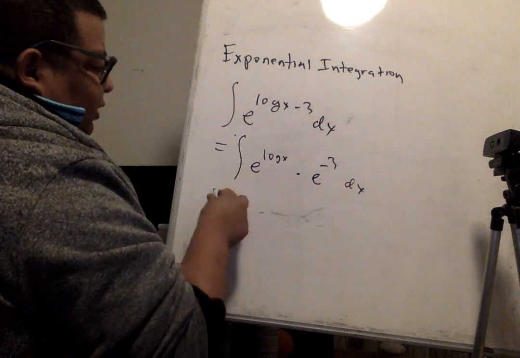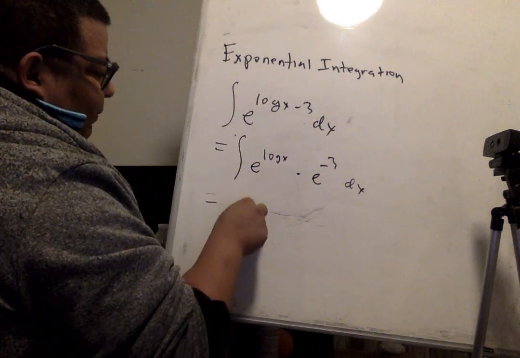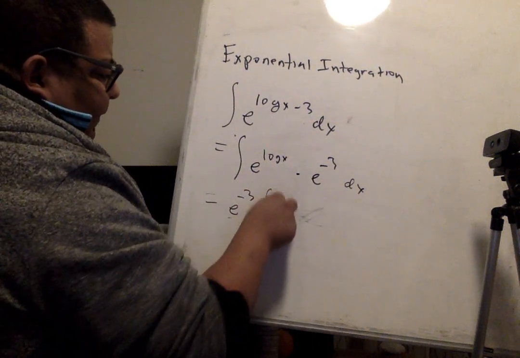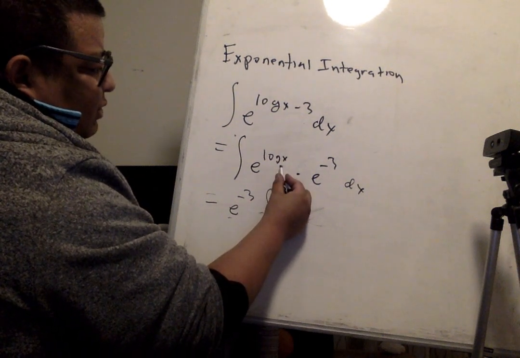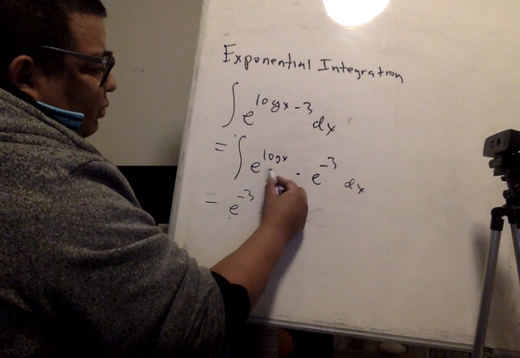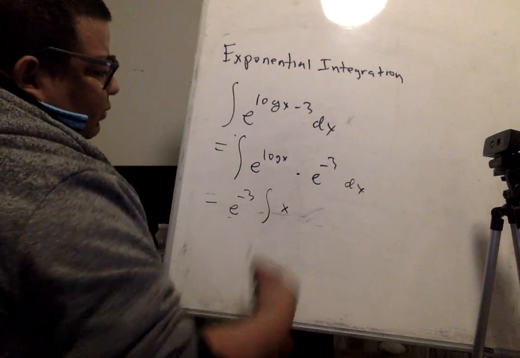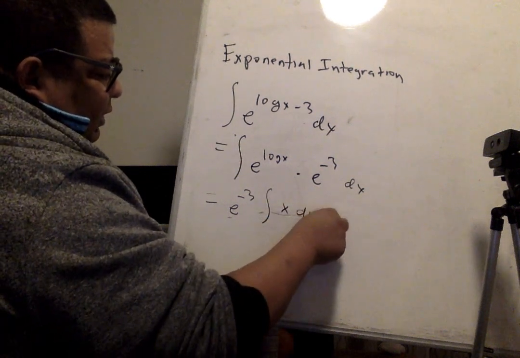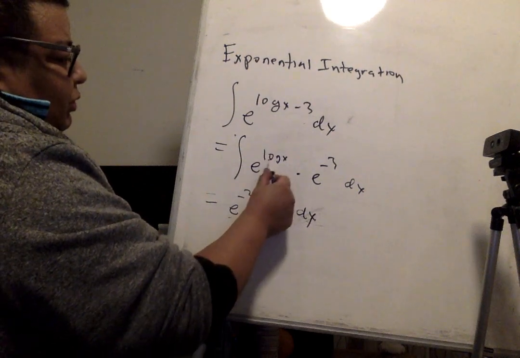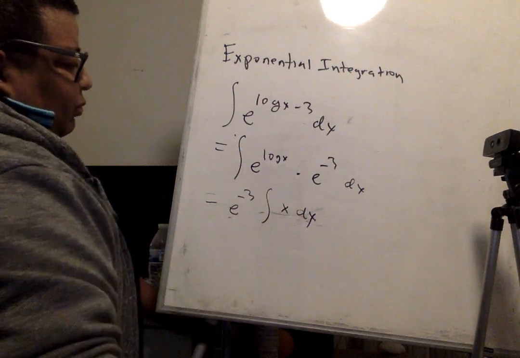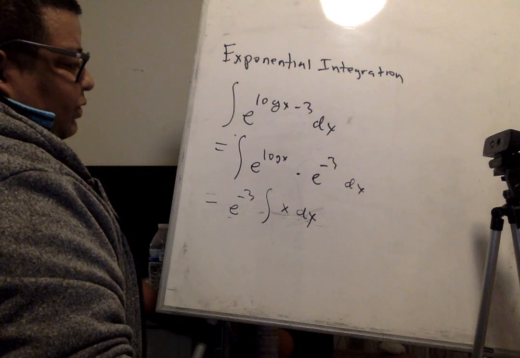Then we take out e^(-3), and now we're left with e^(log x) inside, dx. So e^(log x) is just x, because we have this rule. That's a rule. That's a definition.